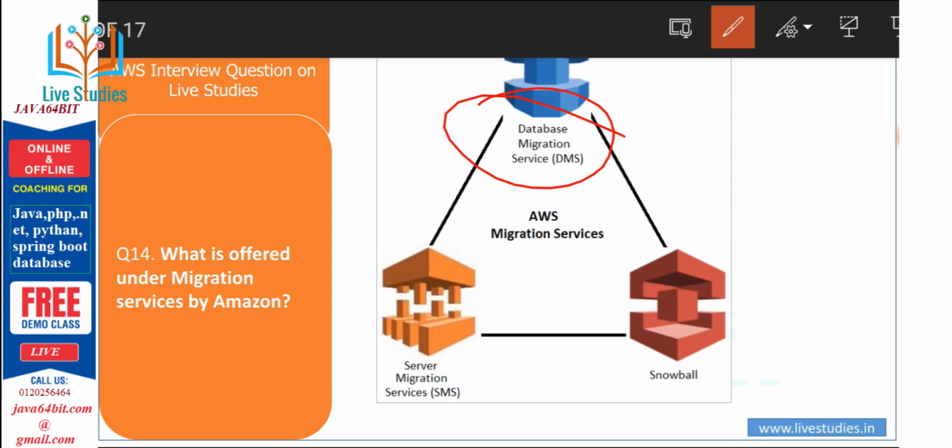Database Migration Service supports RDBMS systems like Oracle, SQL Server, and PostgreSQL, on-premise and in the cloud. Amazon Server Migration Service, SMS, helps in migrating on-premise workloads to the Amazon Web Services cloud. SMS migrates client servers, VMware, to cloud-based Amazon Machine Images. Amazon Snowball is the data transport solution for data collection, machine learning, processing, and storage in a low connectivity environment also.